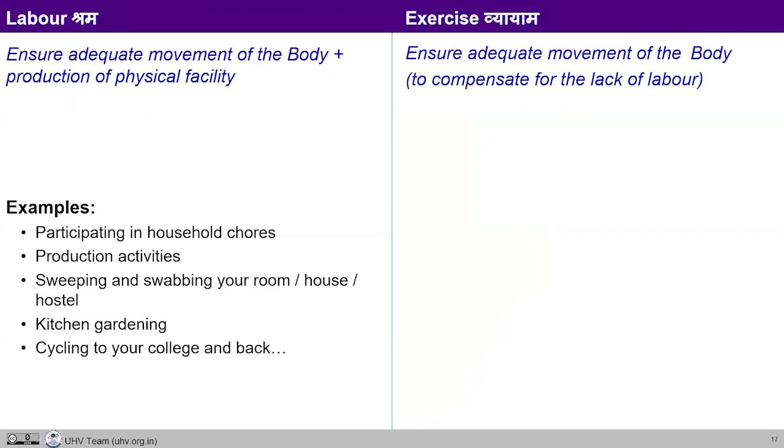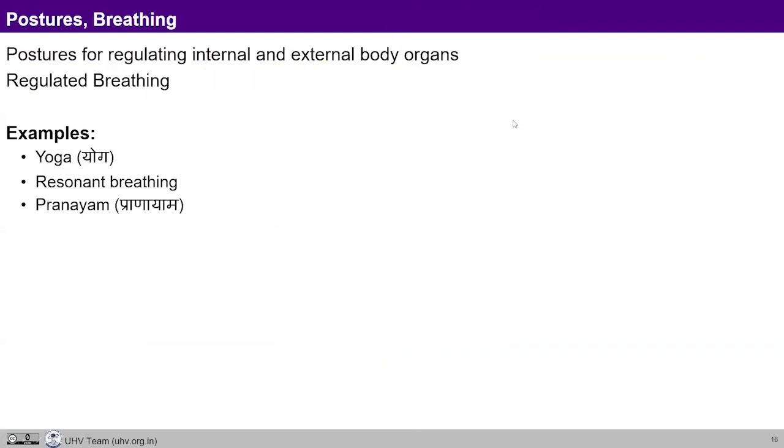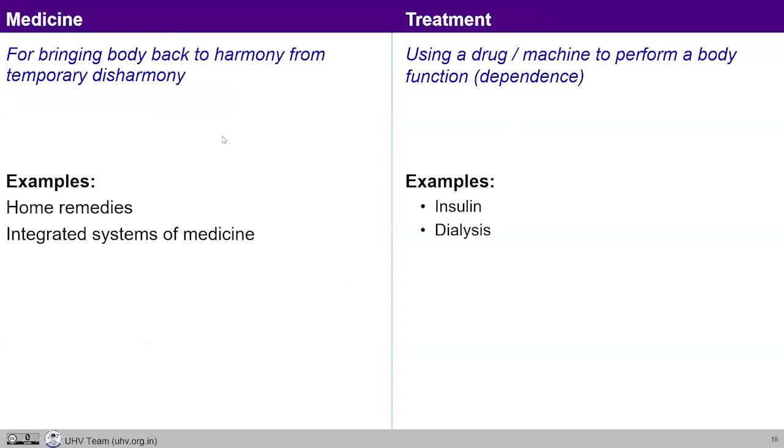I think we have to make some changes in this PPT, as something has got left out. Then labor and exercise. So here we have added some examples: participating in household chores, production activities, sweeping and swabbing your room or house or hostel, kitchen gardening, cycling to your college and back. And if you are not doing this, then we can compensate for the lack of labor here. Then postures and breathing, we have added resonant breathing this time, so that it may not appear that we are only talking about the practices in India. This is something which is common to the rest of the world also.